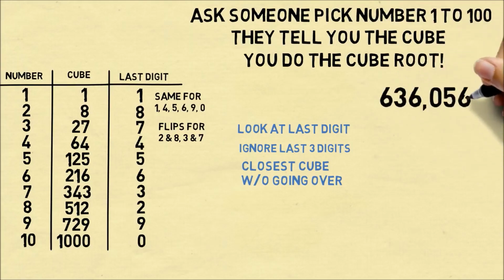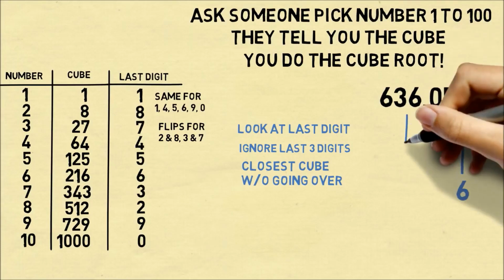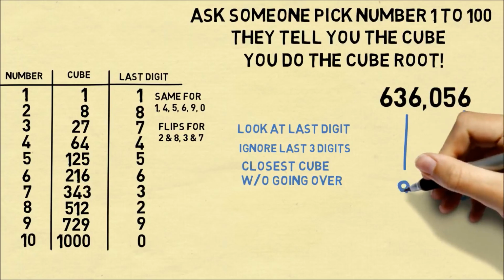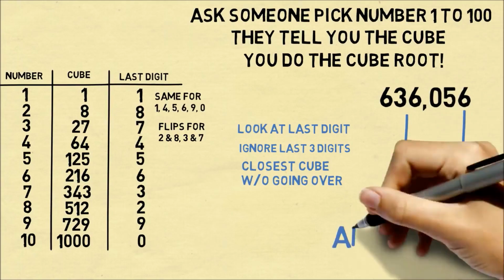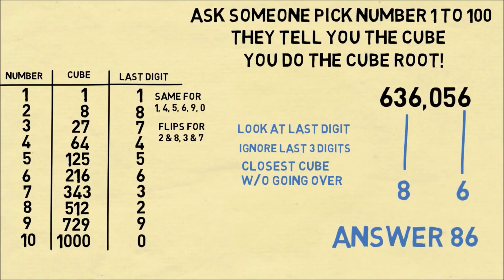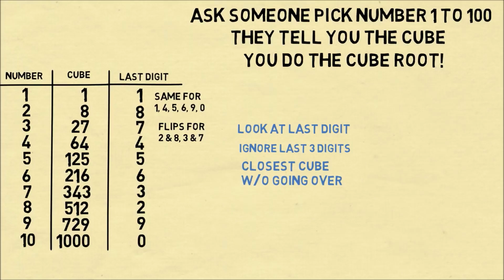So let's imagine they tell you the number is 636,056. We look at the last digit, which is 6, and when the last digit is 6, that corresponds to the number 6. Then we ignore the last 3 digits and we look at 636. That's between the cubes of 8 and 9, so we put 8, and therefore the cube root is 86. Once you memorize this table, you'll be able to do this very quickly.